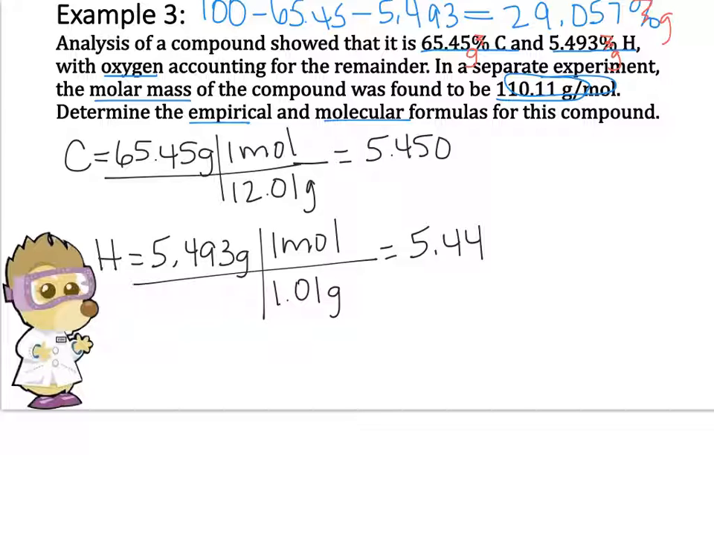And I'm looking at these numbers. There's 1, 2, 3, 4 here. 1, 2, 3. Remember, I have to use the least amount of significant figures for my calculations. Oxygen is the last one. We calculated what its mass was.